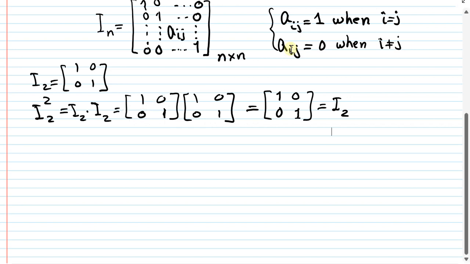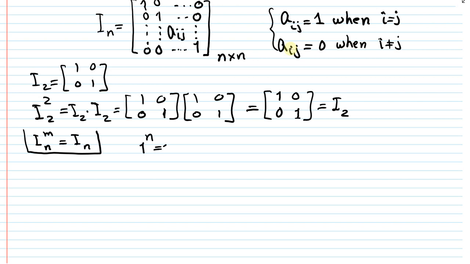So if we do I cubed, again, you get exactly the same thing. So any order identity to any power, to the mth power, is going to be I_n. That's a very interesting property of the identity matrix. That would be equivalent to 1 to the nth power equals 1 with real numbers, right? Let me make that m there. So again, you see another parallel between real numbers and the identity matrix.